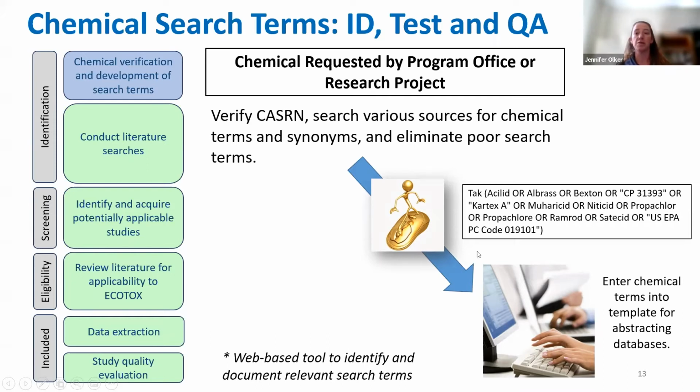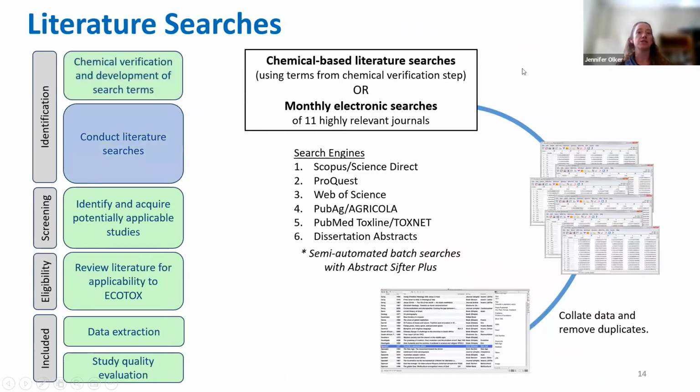This can take a while, maybe an hour or so, but we have been working on developing a web-based tool to help identify and document these relevant search terms, to not only improve the efficiency of this process, but also improve the transparency and documentation of where the search terms came from. So once we have developed a set of search terms based on the requested chemicals, we then take those and put them into the literature search engines that I mentioned previously.